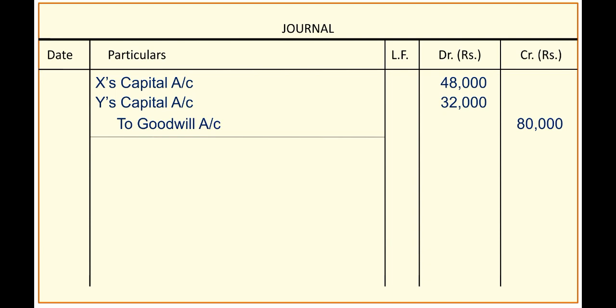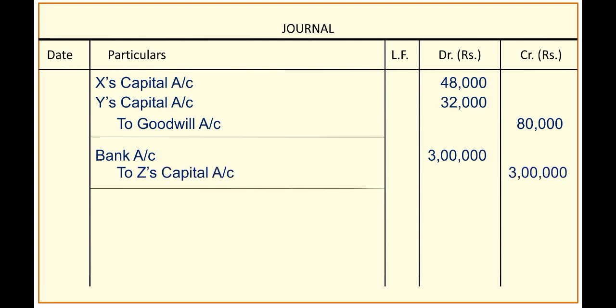From where we got this? Goodwill is given in question 80,000. Then 80,000 into 3 by 5 will go to X. 80,000 into 2 by 5 will go to Y. Then Z is bringing in 3 lakh rupees. So bank account debit 3 lakh to Z's capital account 3 lakh.